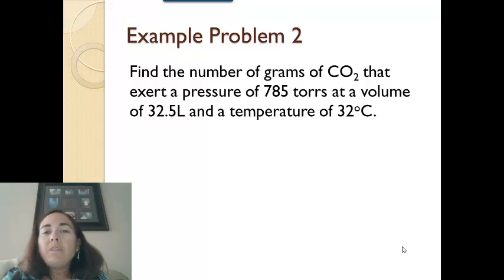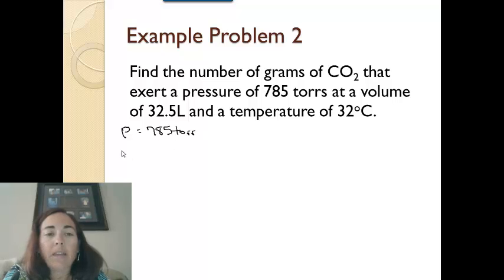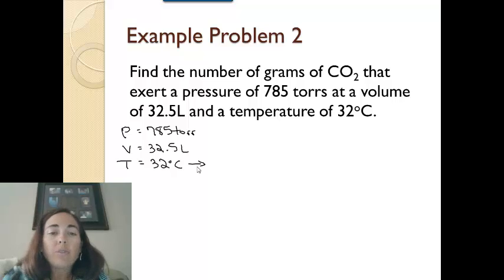In this problem, we're being asked to find the number of grams of carbon dioxide. Let's start again by making a list of what we know. Now I think that 785 torr is going to be my pressure. It tells me that the volume is 32.5 liters, and it tells me that my temperature is 32 degrees Celsius. But remember to add 273, and that'll give us a Kelvin temperature of 305.